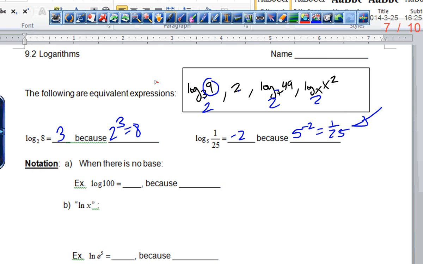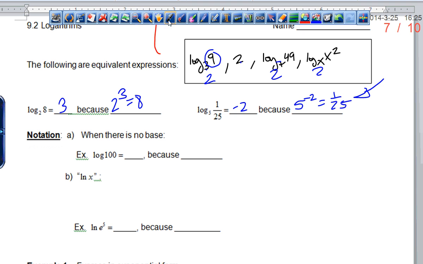Next thing, what happens if we don't have a base? So our base default is 10. So if there is no base, we automatically assume it's 10. So 10 to what power makes 100? 2. And that's right there. That's our answer. 2. If we have natural log, which you can Google why the L and N comes first, but it's Latin for logarithmic natural or some crazy thing like that.